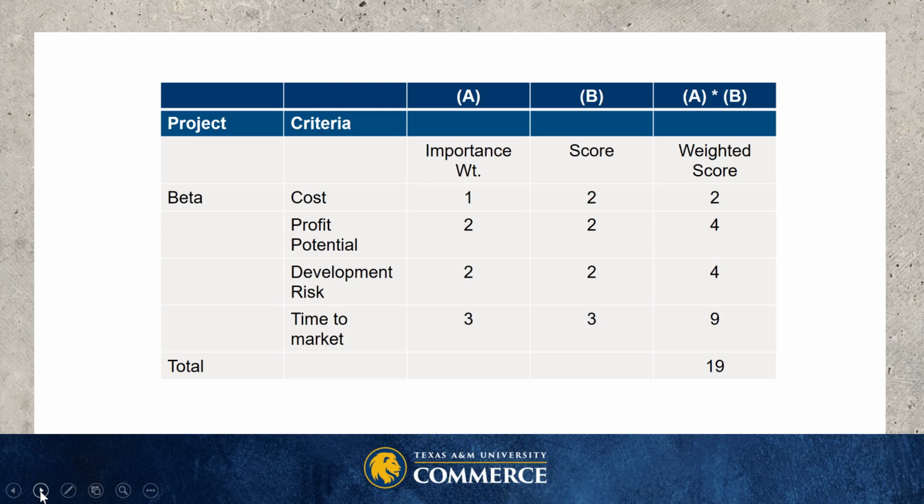The simple scoring model here can be expanded for many criterion, and they can be all different ones depending on the industry that you're in. The project team used their expertise and the weighted importance to come to a conclusion about which project has the best chance of success.